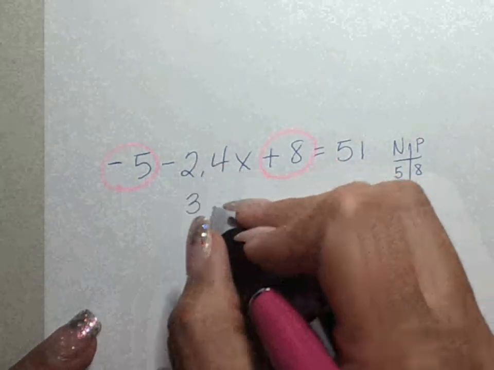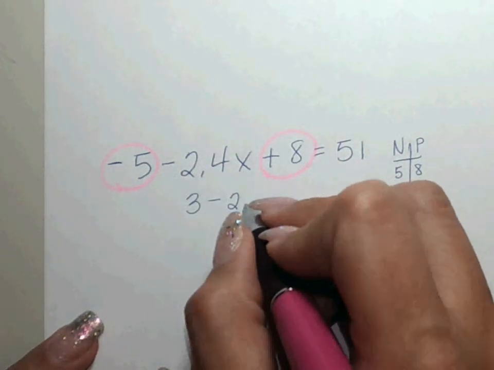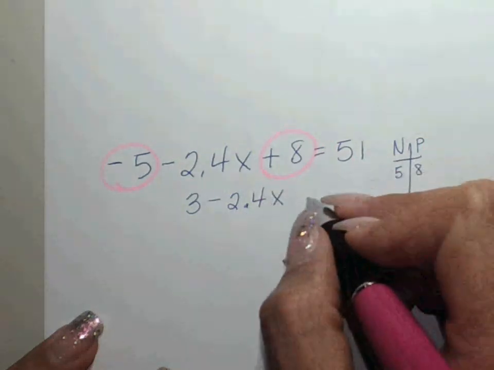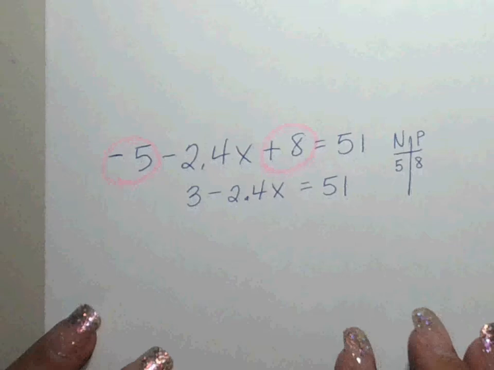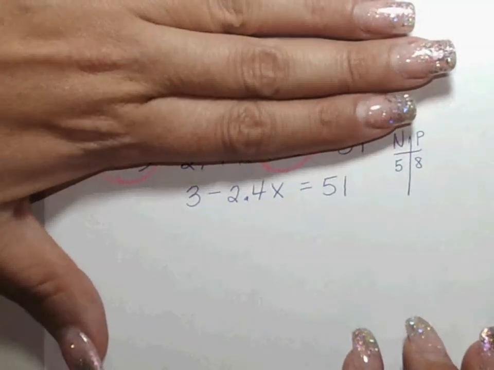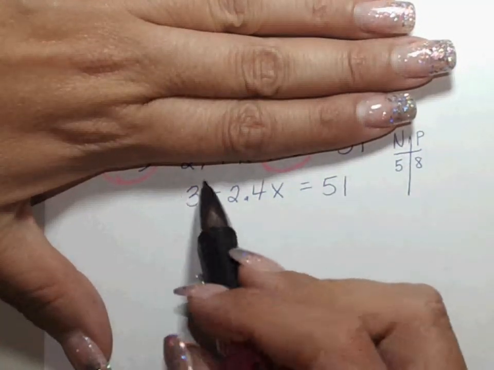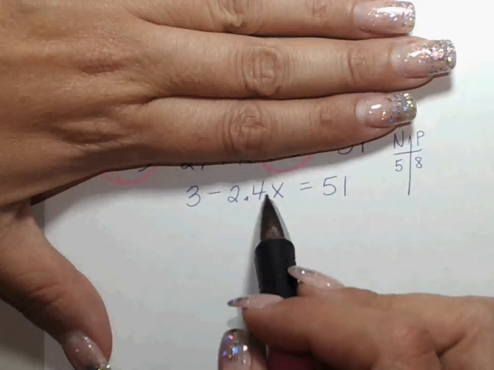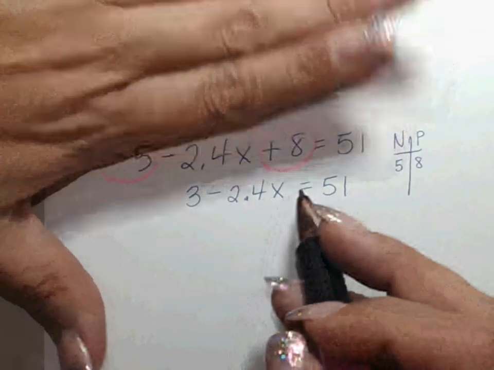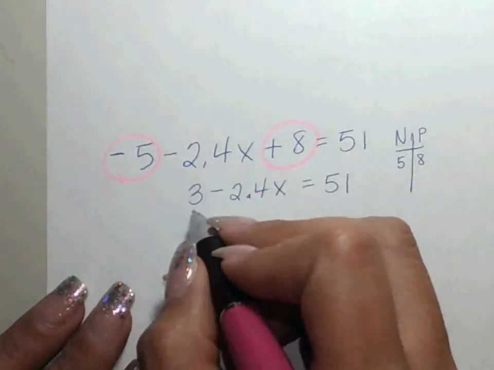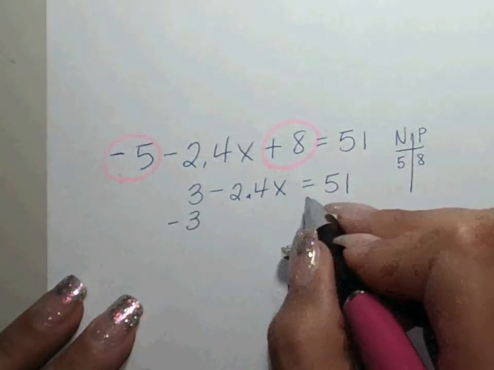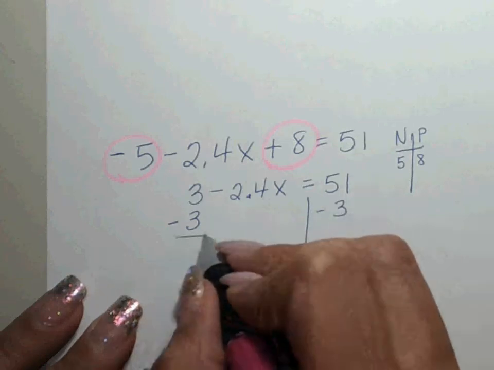And then I'm going to go ahead and just bring down everything that I haven't already used, including my equal sign and my 51. At this point I have a two-step equation. I have this constant that's being subtracted, and then I have this multiplication. So the first thing I want to do is get rid of the constant. In order to get rid of this positive 3, I'm going to subtract 3 from both sides.